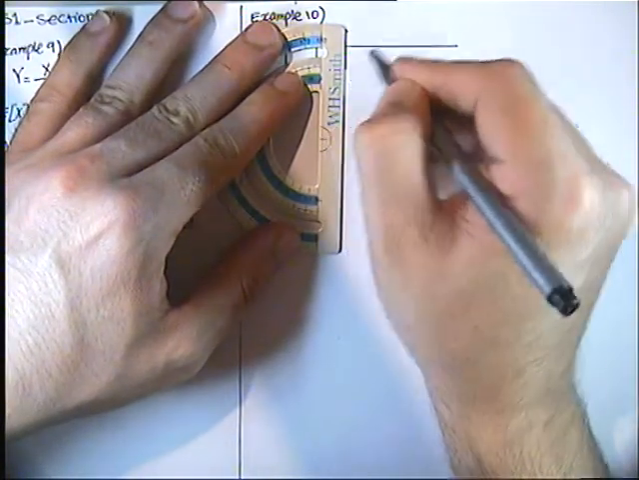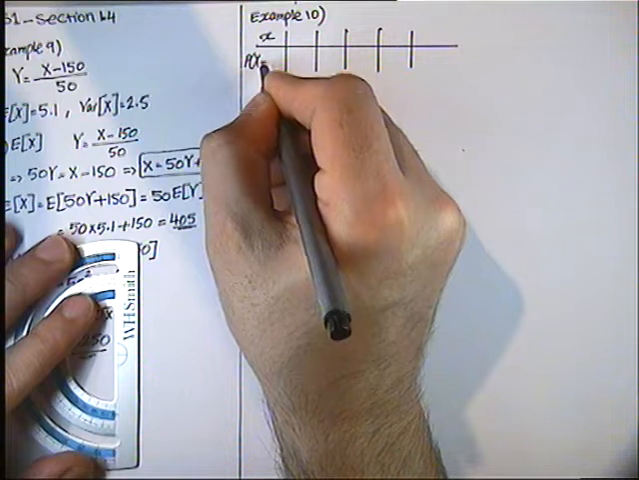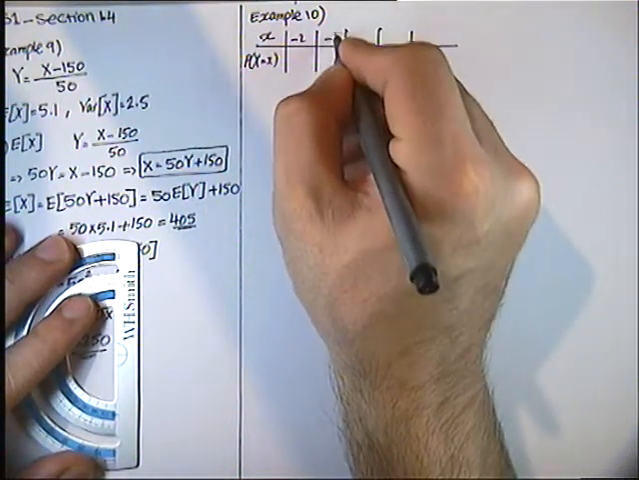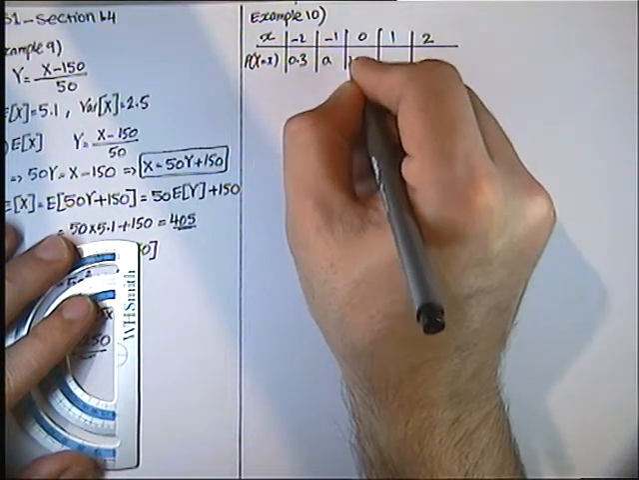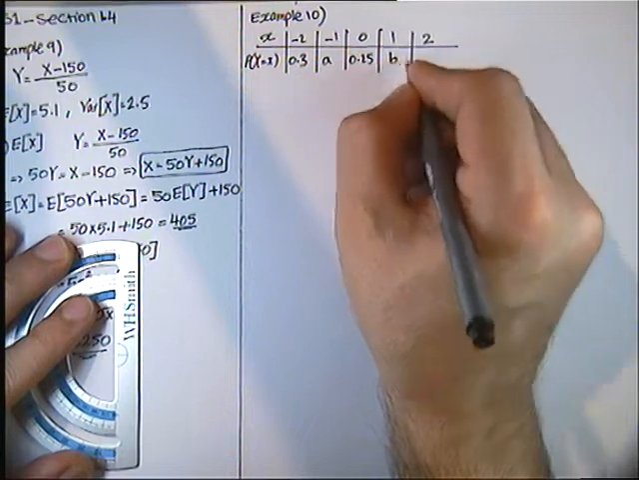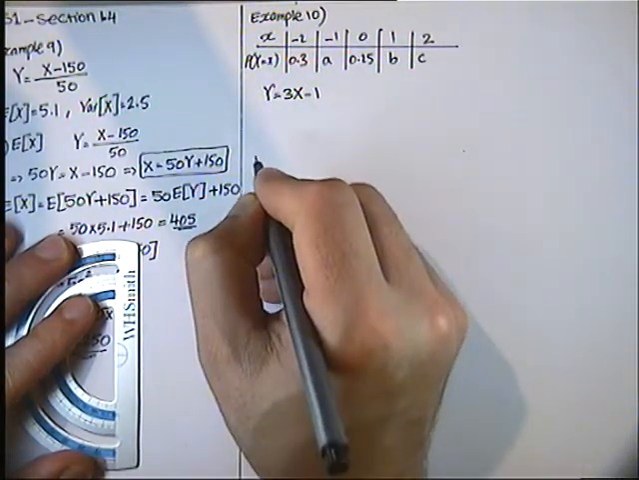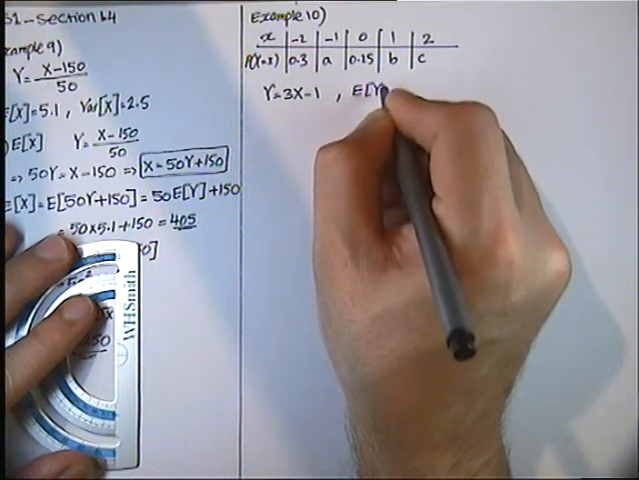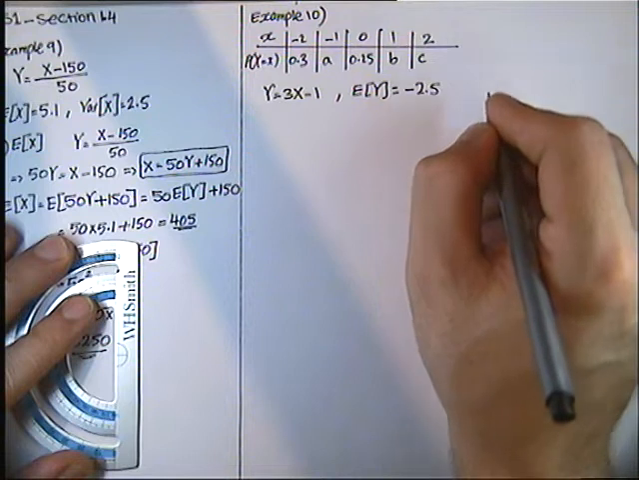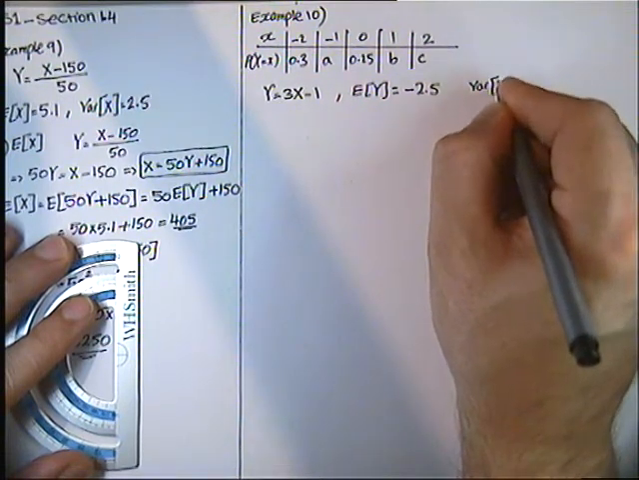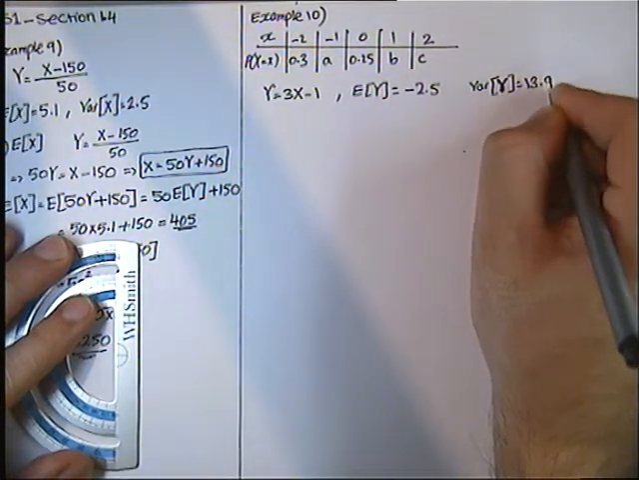One, two, 3, 4, and 5. X, probability of x equals to x. Minus 2, minus 1, 0, 1, and 2. And the probabilities are 0.3, A, 0.25, B, and C. We know that y is equal to 3x minus 1, and E of y is equal to minus 2.5, and finally variance of y is equal to 13.95.